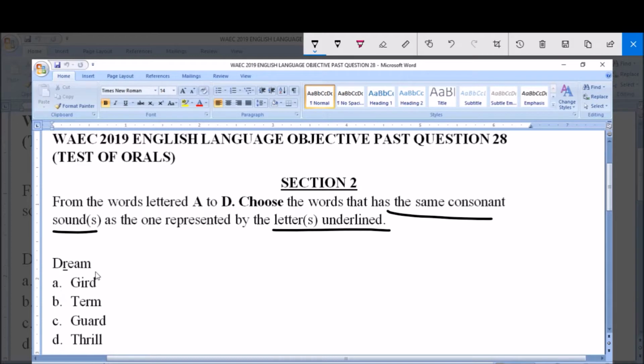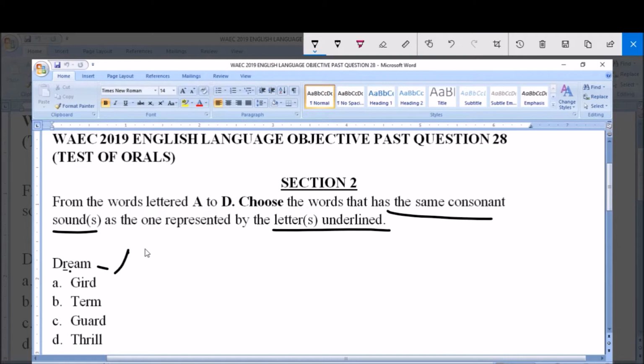Now the word given to us is dream, and the letter R in dream is underlined. So option A is gird, B is term, C, guard, D, thrill. First I will transcribe the word given to us, which is dream, so we can see the consonant sound represented by the letter underlined, and then I'll transcribe each of the options so we can pick out our answer from the sounds we would see.